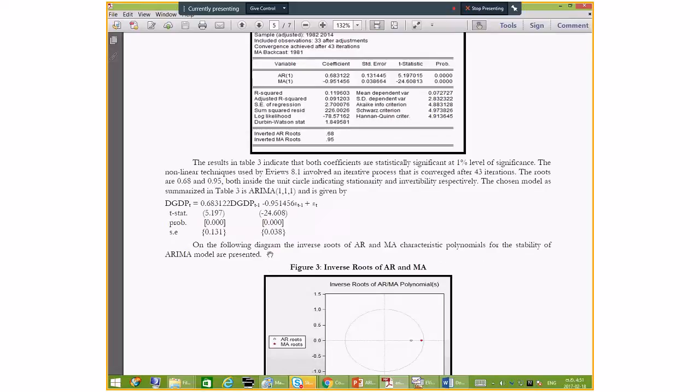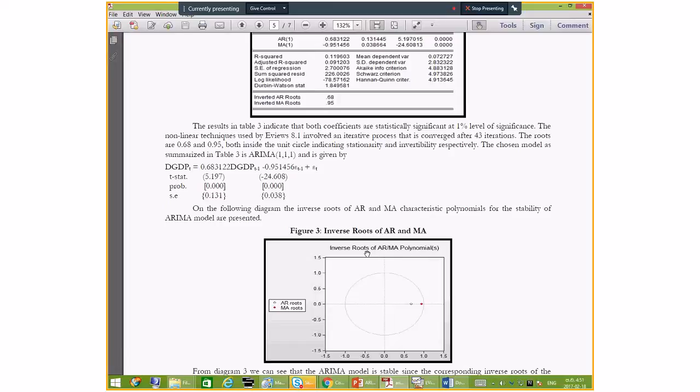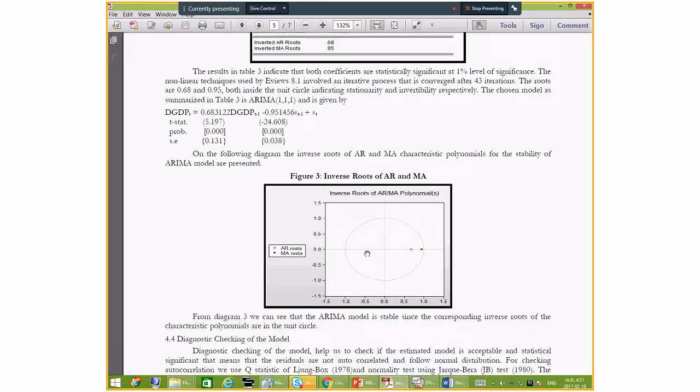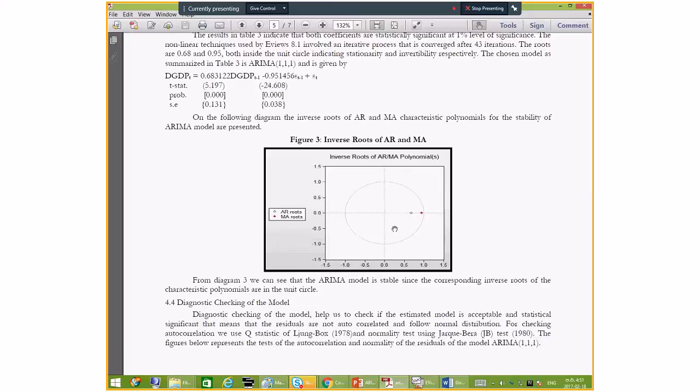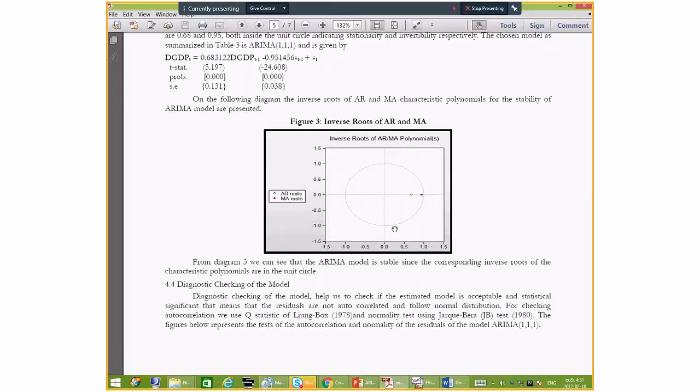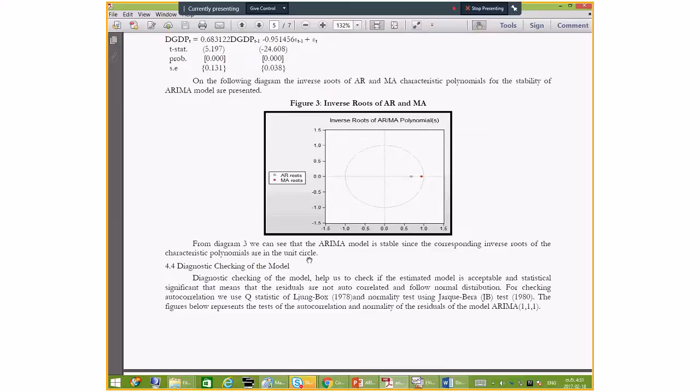In the following diagram, the inverse roots of the AR and MA characteristic polynomials, that means autoregression and moving average, for the stability of the ARIMA model are presented. All the dots are inside. From diagram 3, we can see the ARIMA model is stable, since the corresponding inverse AR roots and MA roots are both inside the circle.